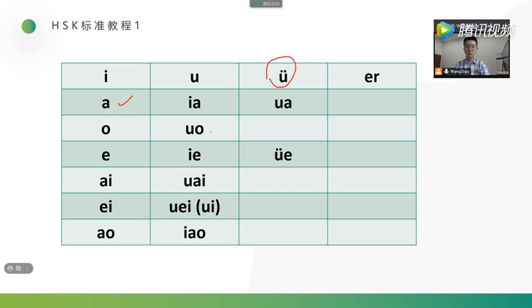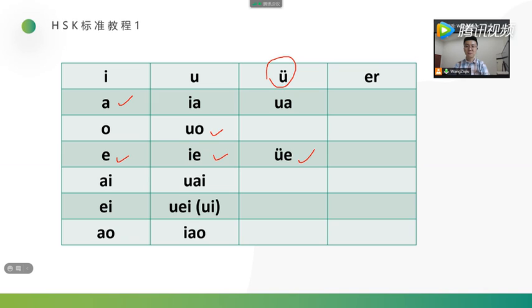This one. Wo. And this final, this 韵母 should be, it's not a, it's ye, yue, i, y, a, way, ao, yao.